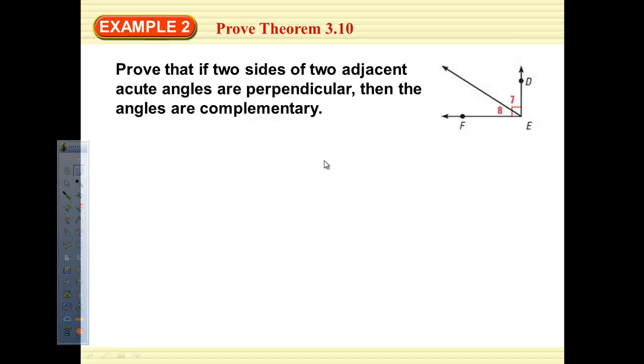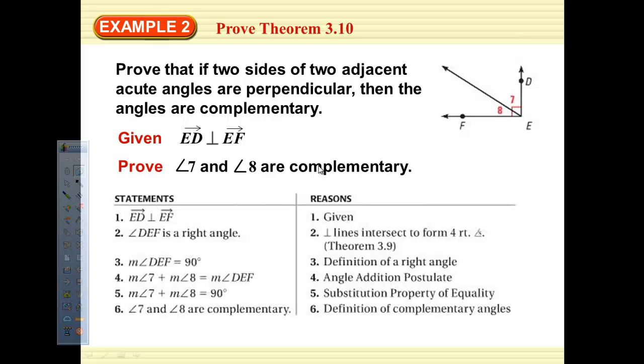Now we're going to do a quick proof to show theorem 3.10, which states if two sides of adjacent acute angles are perpendicular, then their angles are complementary. We are given that these two rays, ED and EF, are perpendicular, and we want to prove that 7 and 8 are complementary. So basically, going through this, of course, we start with what's given, and since these two rays are perpendicular, we can state that DEF is a right angle because perpendicular lines form 4 right angles.